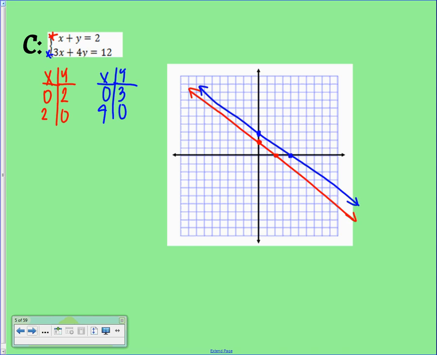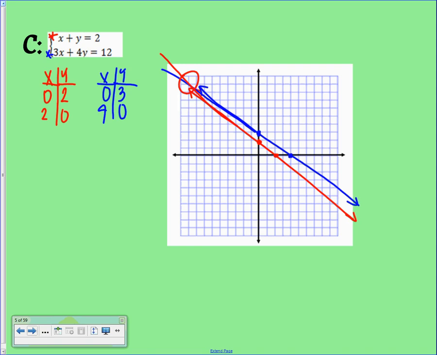Those lines, I would think, are probably going to cross eventually because this blue line is a little bit more gradual and this red line is a little steeper, so they're probably going to cross somewhere out here. Okay, again, another reason why this isn't the best method, but it is really good so that you can visually understand what we're talking about.